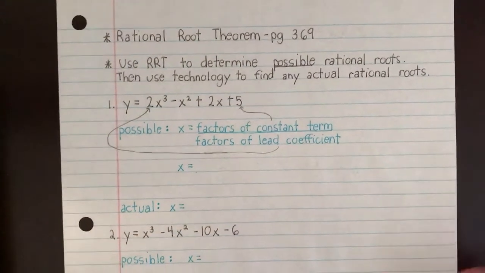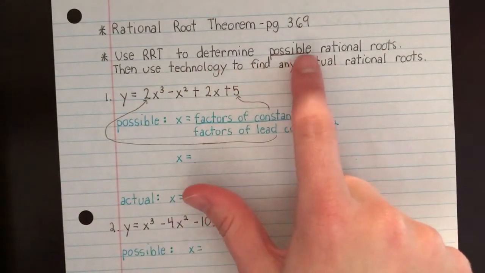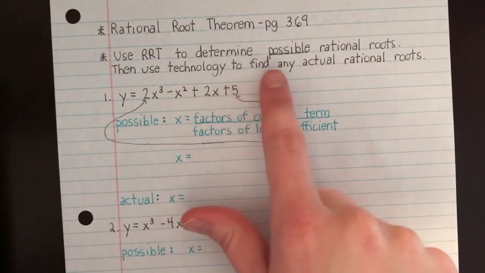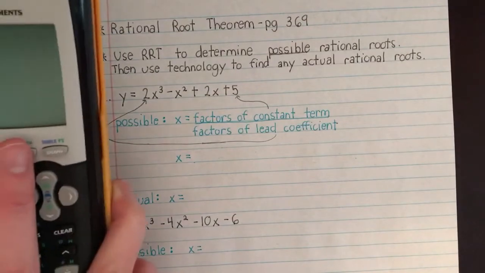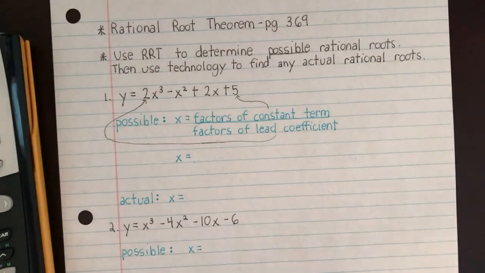today. So the rational root theorem is found on page 368 or 369 of your book, and you can look it up. It's got a bunch of math lingo in it, mumbo jumbo type, but I'm going to show you what it says and how we use it in Algebra 2. So we're going to use the rational root theorem to determine possible rational roots, and then we're going to use technology, I'm being so nice, to find any actual rational roots, because in college, if you take college algebra, they do not let you use technology, the calculator, and we'll talk about that in a minute too.